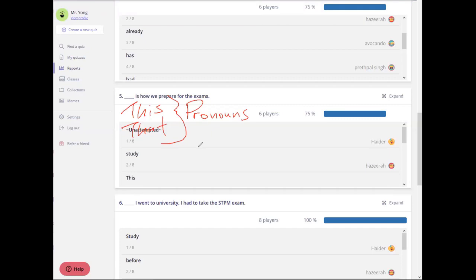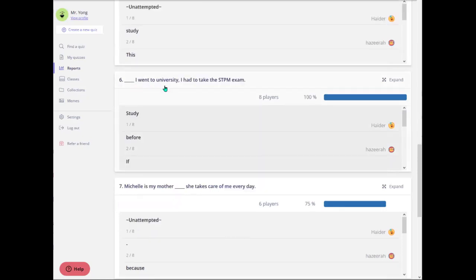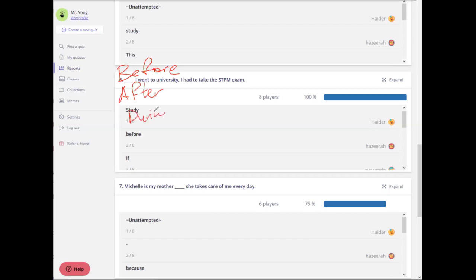And you have personal pronouns like I, me, he, she, it. So these are all pronouns as well. I went to university. I had to take the STPM exam. So what is in this blank? Before, after, during. I think one of you said when.